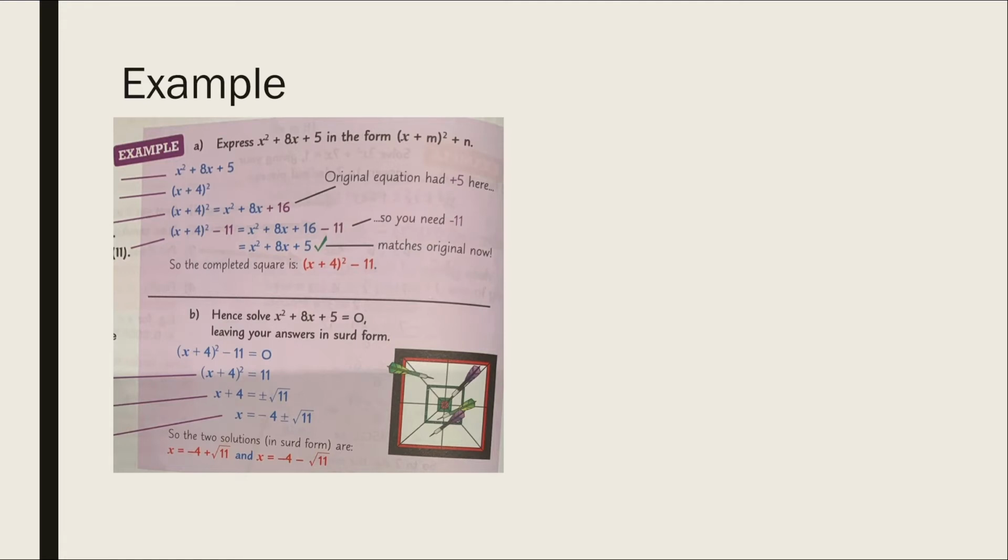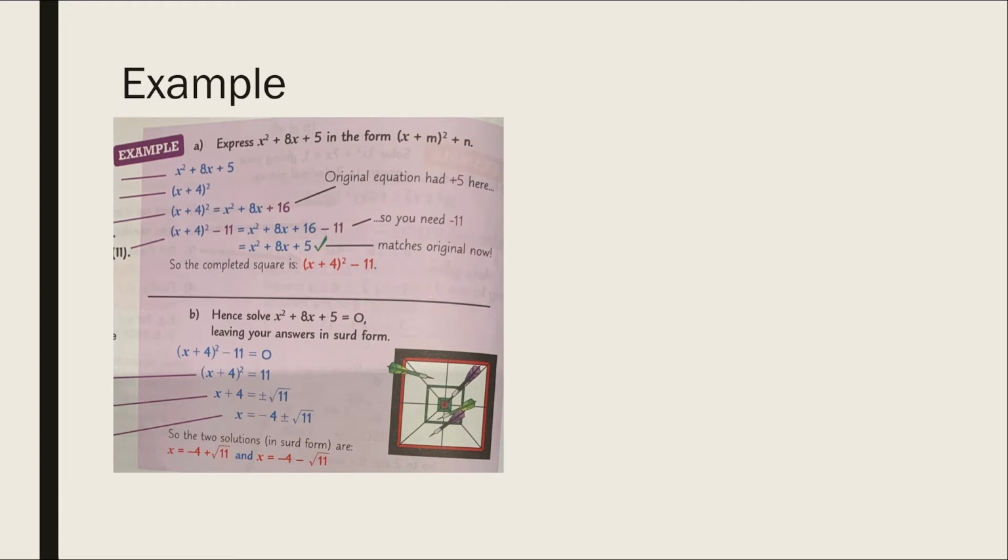So the second question is, hence, using our completed square, solve x squared plus 8x plus 5 is equal to 0, leaving your answers in surd form. Of course, you could have used the normal quadratic formula, but instead, what we're going to do here is use our previous equation. So we have x plus 4 whole squared minus 11 is equal to 0. Then, we can add 11 to both sides. So we have x plus 4 whole squared on one side, which is equal to 11 on the other.